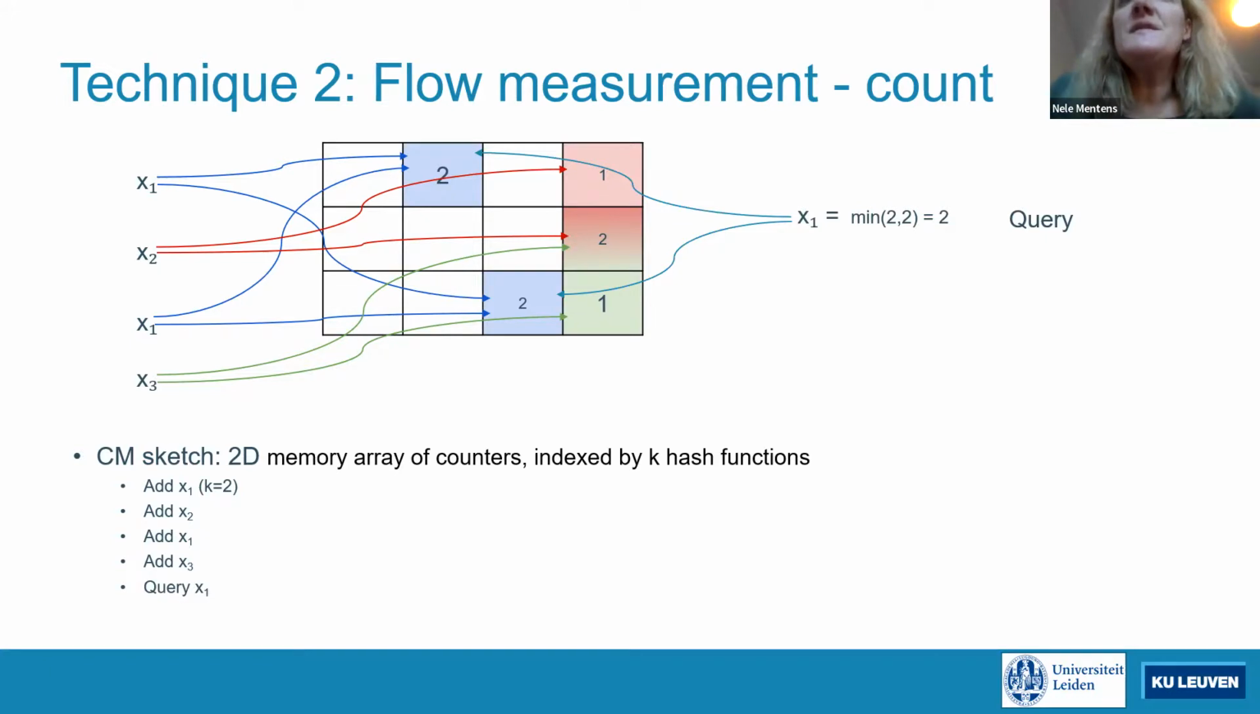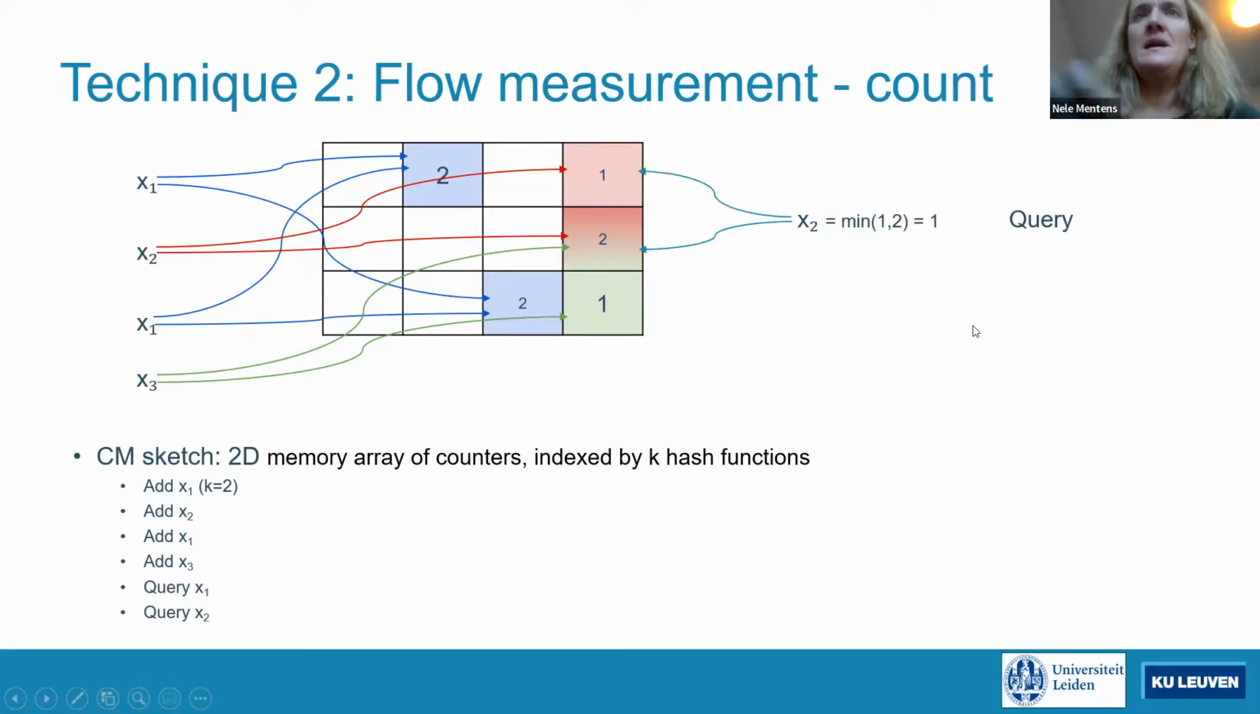Then we want to query. We want to see which flow is sending too much. We want to check X1. We use the 2 hash functions, and we check what the values are at those 2 locations. Those values are 2. So we say the count value for X1 is the minimum of those 2, and that's 2. Then for X2, we look at those 2 locations. We see a 1 in one location and a 2 in the other, which was a contribution from X2 and from X3. But we take the minimum, and the minimum is 1. So we conclude that the count value of this flow is 1.